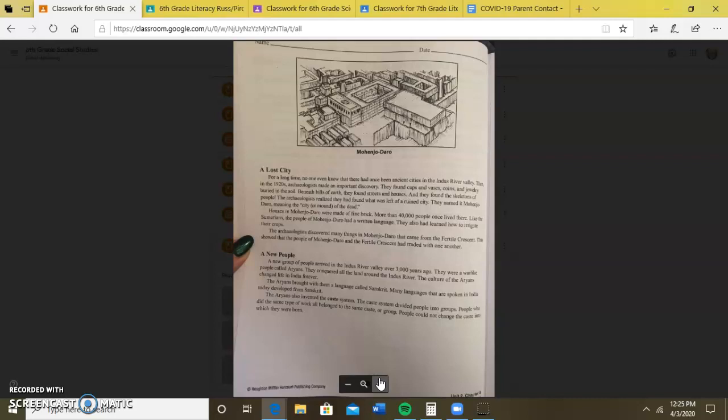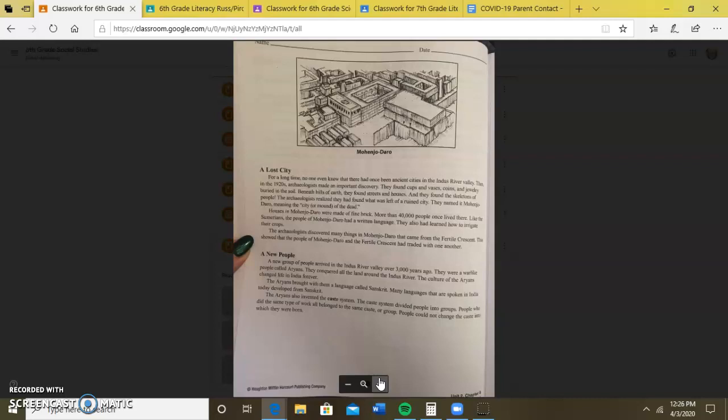The new people. A new group of people arrived in the Indus River Valley over 3,000 years ago. They were a warlike people called Aryans. They conquered all the land around the Indus River. The culture of the Aryans changed life in India forever. The Aryans brought with them a language called Sanskrit. Many languages that are spoken in India today developed from Sanskrit.